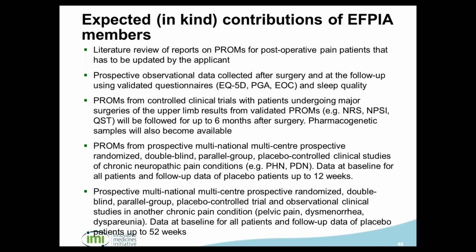On the other hand, PROMs from prospective, randomized, multinational, multicenter, double-blind, placebo-controlled clinical trials will be available to do meta-analysis of these outcomes. These trials include patients undergoing major surgeries of the upper limb, which will be followed up for 6 months after surgery. From this trial, also pharmacogenetic samples will become available. Another trial will include patients with chronic neuropathic pain conditions like post-herpetic neuralgia or diabetic peripheral neuropathy with a 12-week follow-up, or other chronic pain conditions like pelvic pain or dysmenorrhea with a follow-up of 52 weeks. Next slide, please.